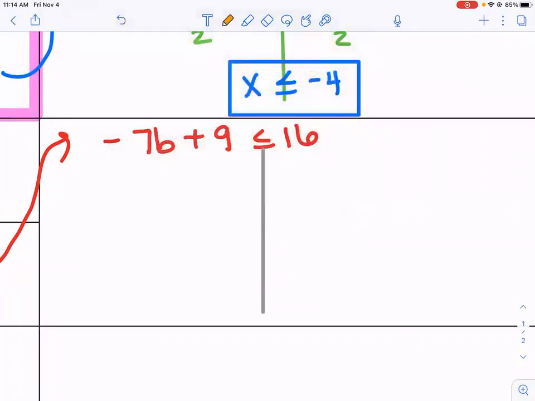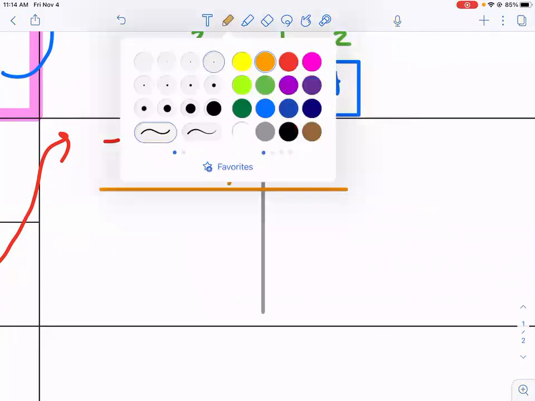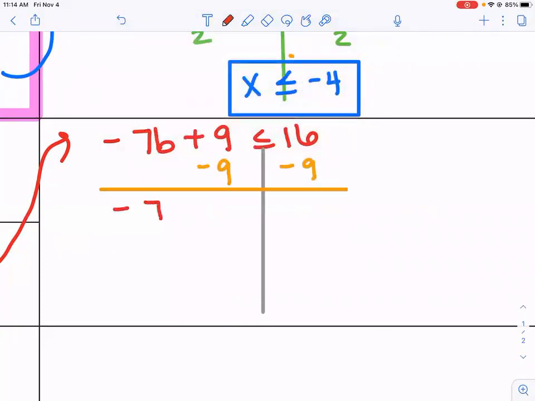All right, Ariana, what's our first step? Subtract 9 from both sides. So we have negative 7b is less than or equal to 7. Is that right?